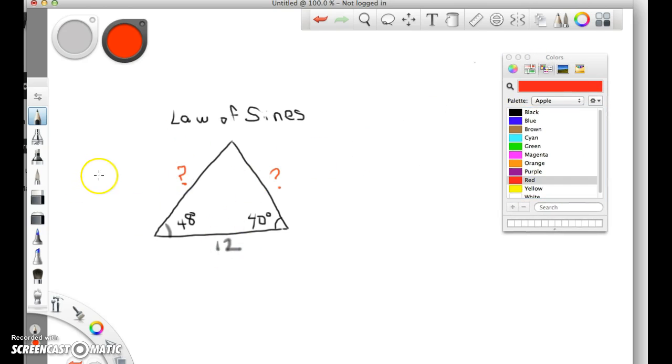Alright. So the law of sines works on a proportion level, just like we've been learning. It's all about proportions. So I'm going to call the side opposite the 48 degree angle A, and use A and B just like Khan did. And for the one across from the 40, I'm going to call that B.